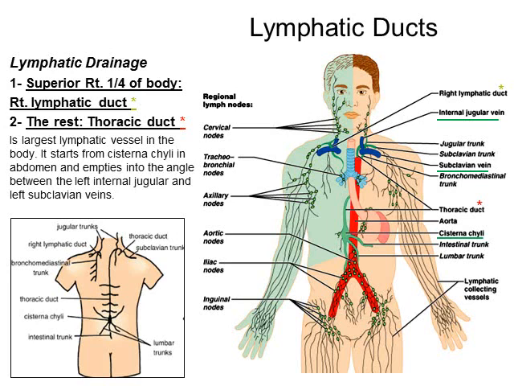The right lymphatic duct is responsible for taking the lymphatic drainage of the superior right quarter of the body. The superior right quarter of the body is drained by the right lymphatic duct. The rest of the body is drained by the thoracic duct, which is also called the left lymphatic duct. So this thoracic duct is the largest lymphatic vessel in the whole body.